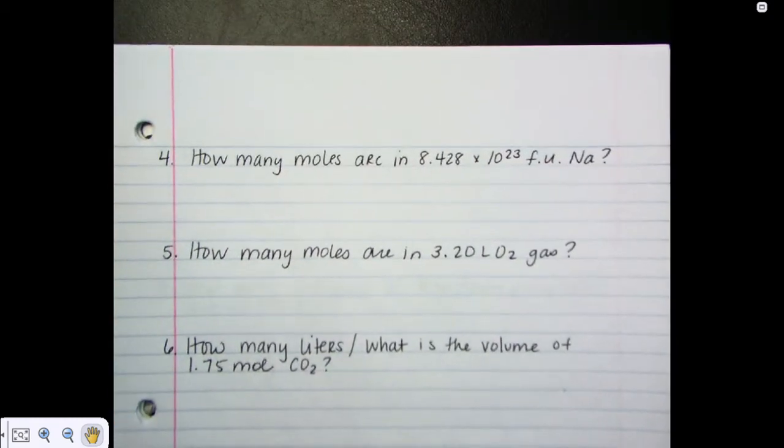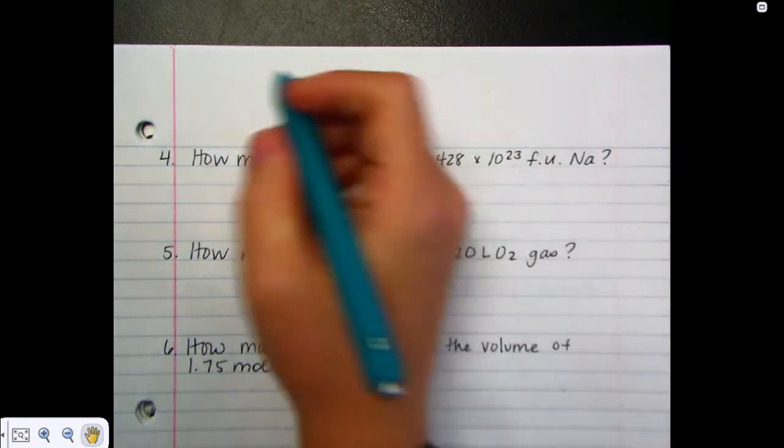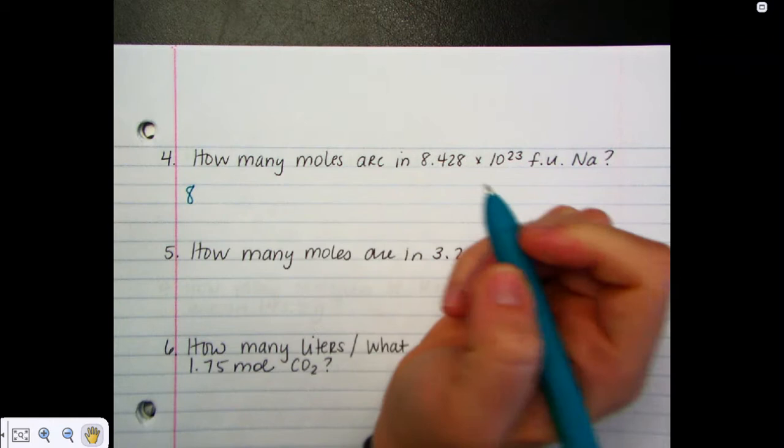Number 4. How many moles are in 8.428 times 10 to the 23rd formula units of Na? All right, so I'm still on that same side of the highway. My conversion factor is still Avogadro's number. So I'm going to just go ahead and set this up. I don't have to pre-calculate anything.